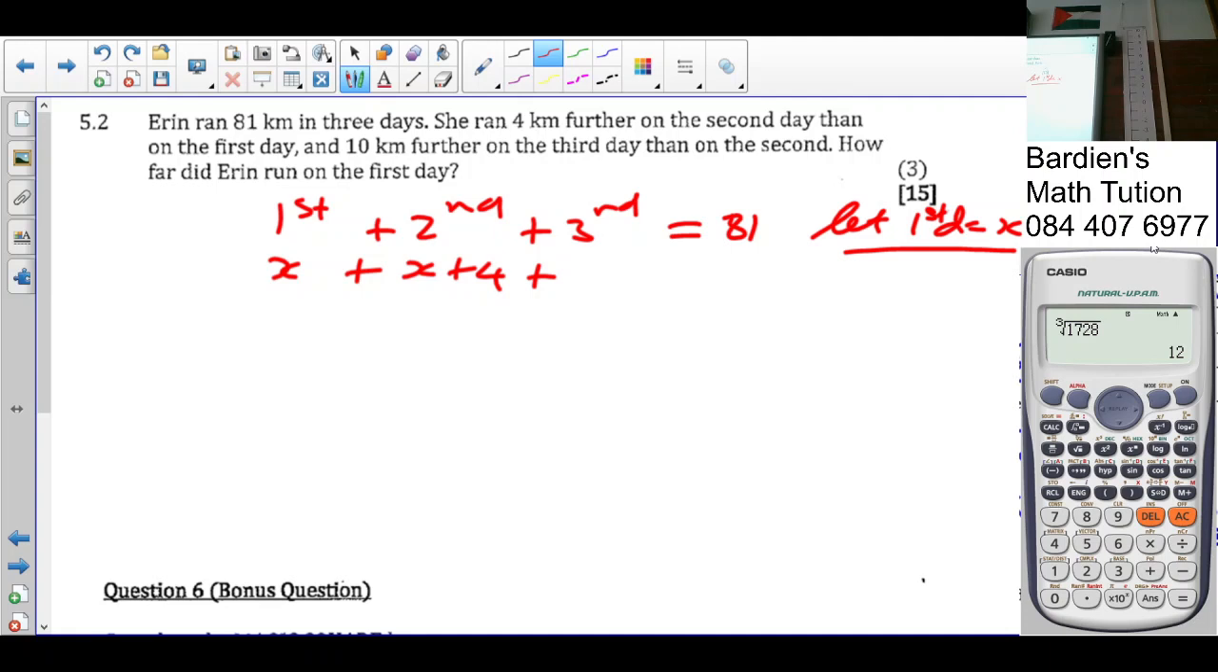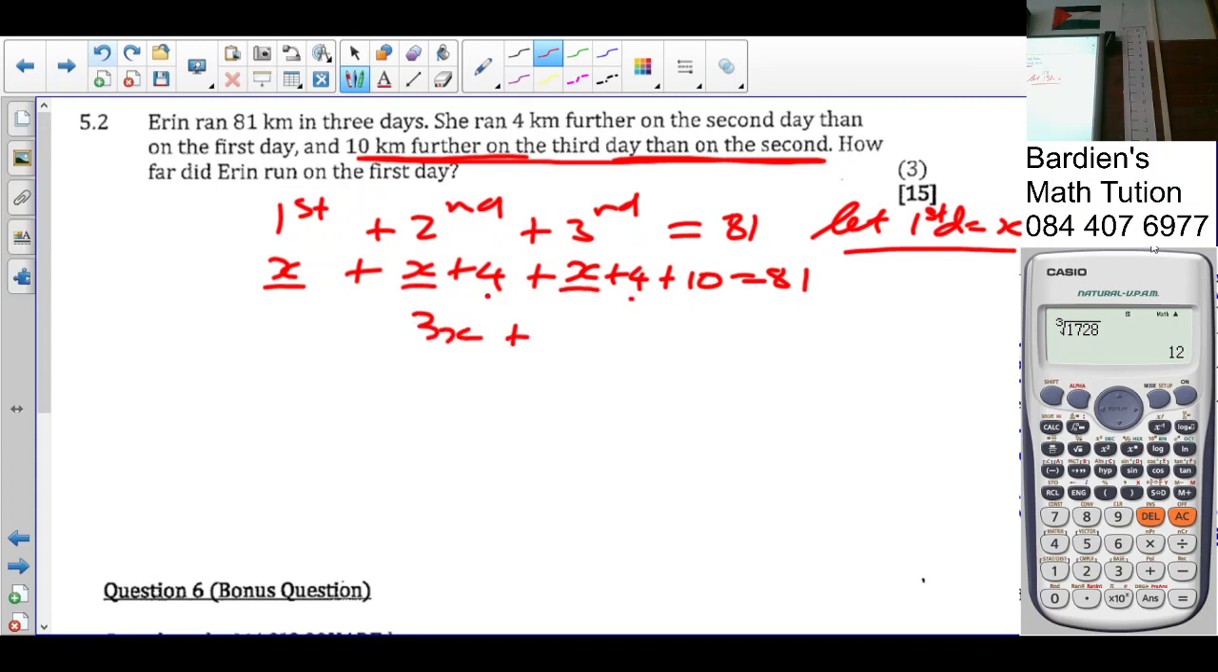And 10 kilometers further on the third day than the second day. So 10 kilometers further than that day. What would that be? X plus 4 plus 10. How far did Aaron run on the first day? In other words, if I've solved X, I've done the job. So X plus X plus X is 3X. 4 plus 4 is 8, 8 plus 10 is 18. So 3X is equal to 81 minus 18.